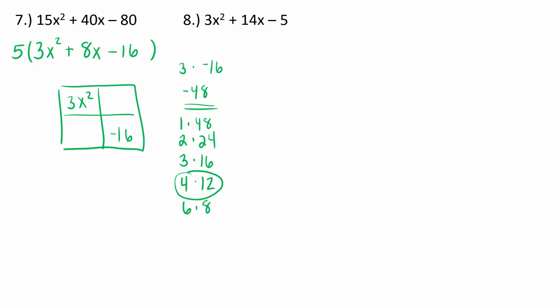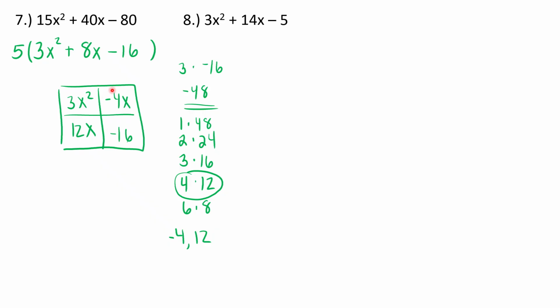I need to get a positive 8, so I'm going to make the 4 negative and the 12 positive. Quick double check before we plug it in. Negative 4 times positive 12 is negative 48. Negative 4 plus 12 is 8. So I'm happy with that. So we'll do negative 4x and 12x.